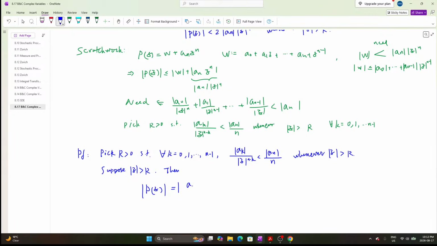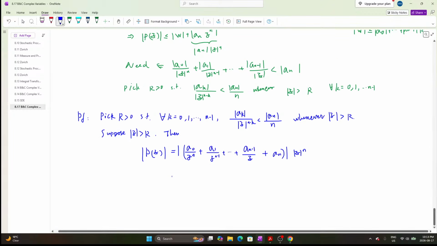You have a_0 over z to the n, plus a_1 over z to the n minus 1, plus all the way to a_{n-1} over z, and then plus a_n, quantity, times the modulus of z to the n. Okay, so we can do that. There's no inequality yet.